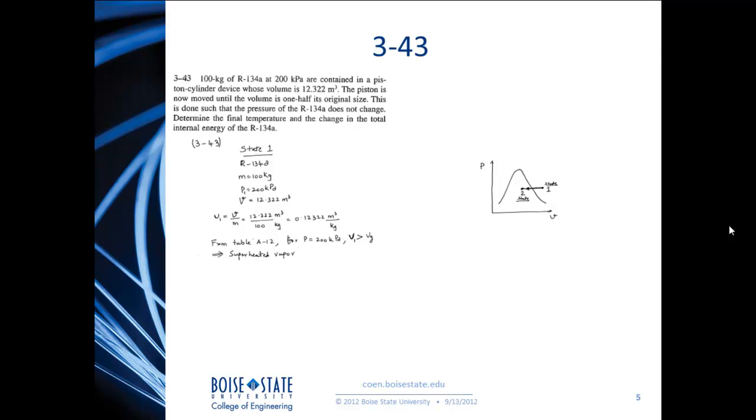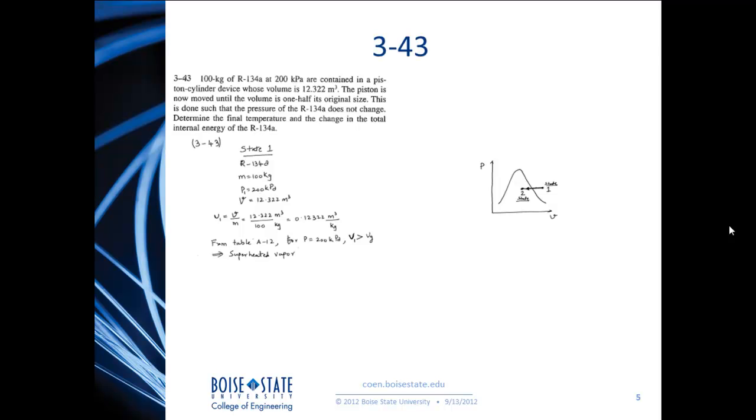So we are dealing with a constant pressure process, or isobaric process. And we are asked to determine the final temperature and the change in the total internal energy of the refrigerant. So let's identify state 1, which is shown on the PV diagram.